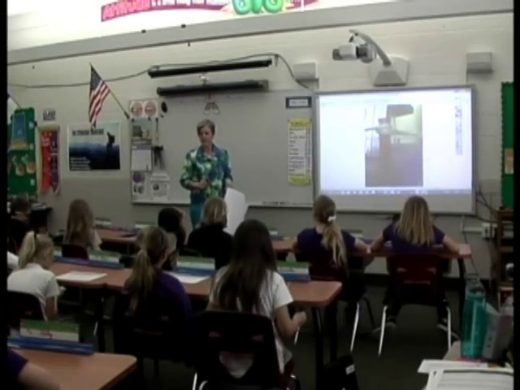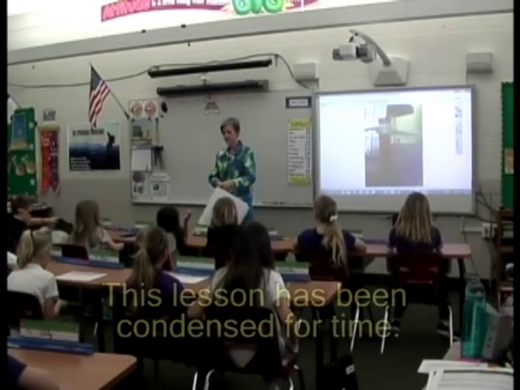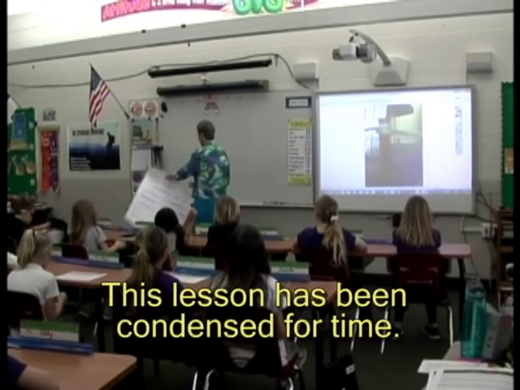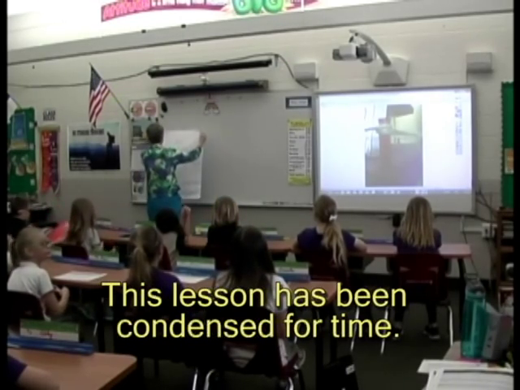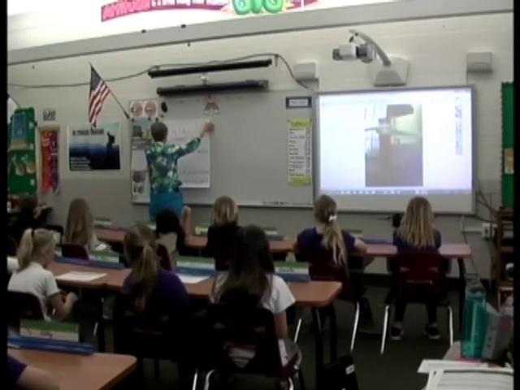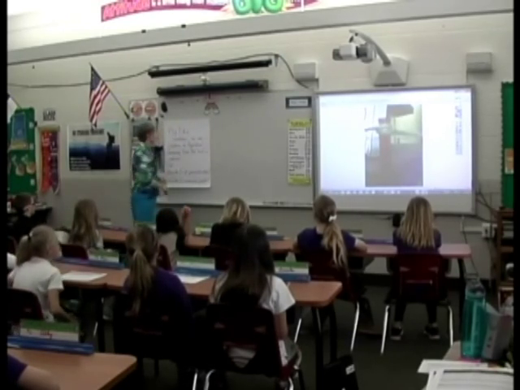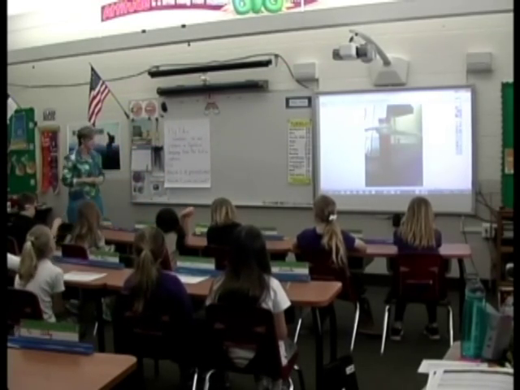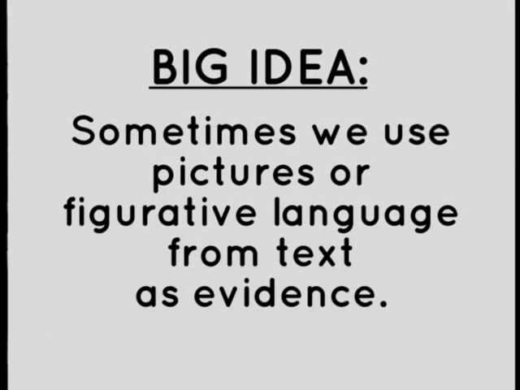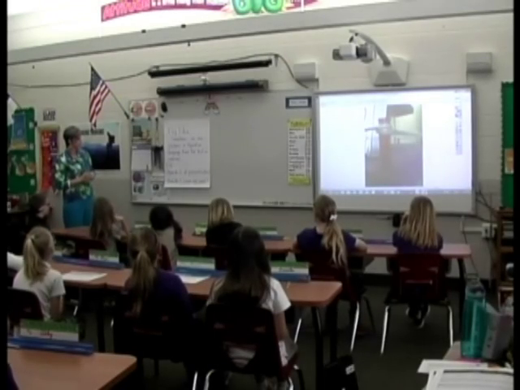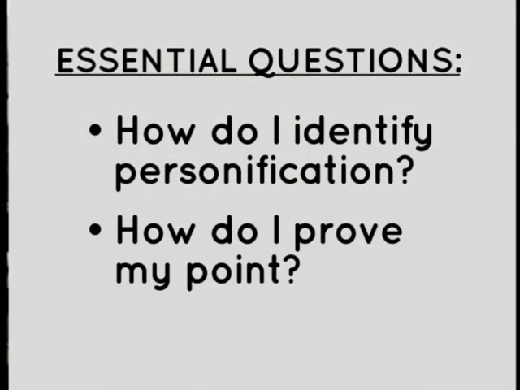That's what we're going to talk about today. We're going to talk about some evidence. Now, I have our big idea and our essential question up here. We're going to look at those first. Okay, our big idea is that sometimes we use pictures or figurative language from text as evidence. And our essential question is, how do I identify personification and how do I prove my point?